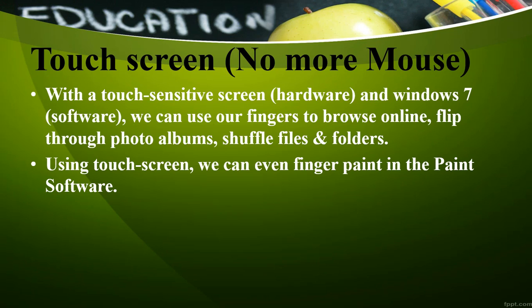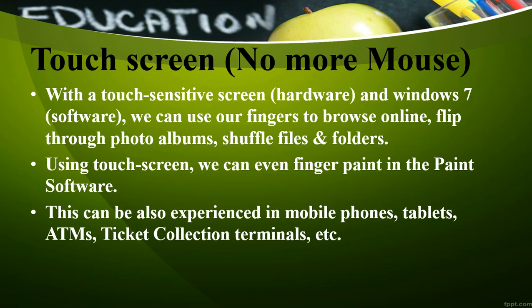Using the touch screen we can even finger paint in the Paint software. You know very well, Paint is not used with the keyboard. Whenever you want to paint you have to use only the mouse, because whatever shape or drawing you are going to create is done by the mouse only. Clear everyone? So on a touch sensitive screen you can use your finger to paint in the Paint software. This can also be experienced in mobile phones, where touch sensitive screens are there. You are already aware of it in mobile phones. Tablets, you are also all aware of.